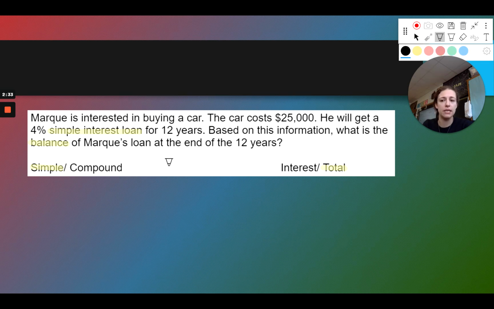Here's how that changes things. Your simple means that you're still using the simple interest formula. So we're using the exact same formula that we did just a moment ago. So still my I equals PRT. That means I'm multiplying my 25,000, I'm multiplying 4%, and I'm multiplying that by 12 because those are my years. Once I do that, I get an answer of 12,000.